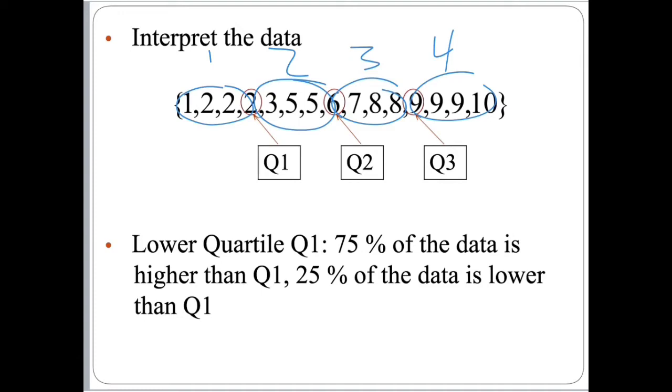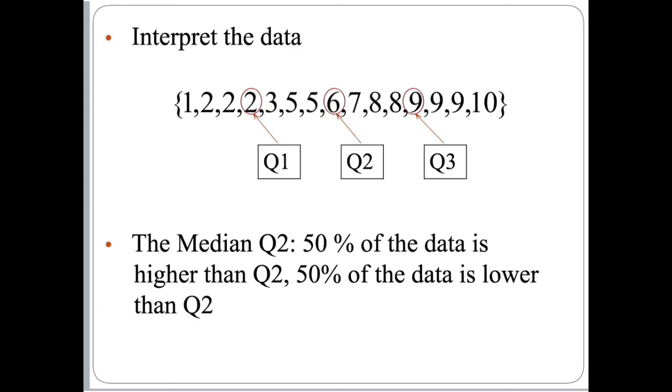So it kind of makes sense that if you look at Q1, there are 75% of the data above it because there's 3 quarters above it, and there's 25% of the data below it because, again, there's 1 quarter below it. And these percentages are going to be true no matter how many data terms we have. There's always going to be roughly 75% above and 25% below Q1.